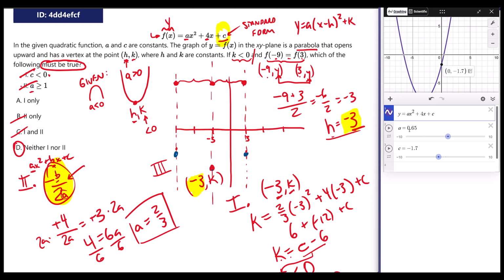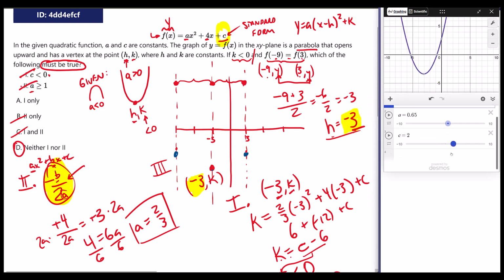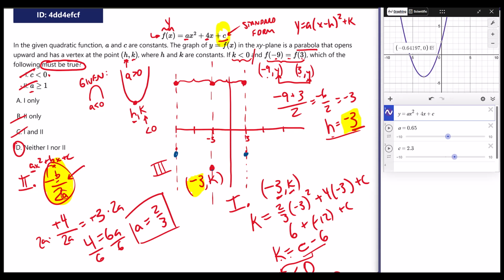So again, get your vertex positioned at negative 3, and then just move your slider up and down and see that your y-intercept, your c value, is moving from below to above the 0 point. It's positive, it's negative, which means we can eliminate Roman numeral 1.